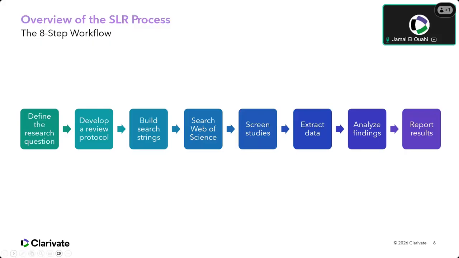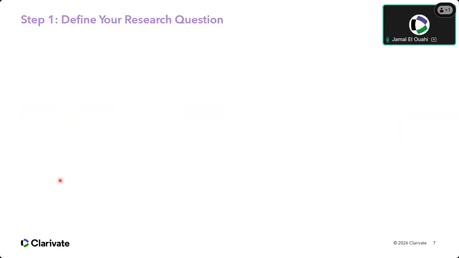What I see, again, from my experience, is that many researchers jump directly to the database, right? And that's one common mistake. You jump directly into searching databases before, as I mentioned, a very critical step, which is to define your research question so that the research question is strong enough. So everything starts with a well-defined research question. So let's start with each step.